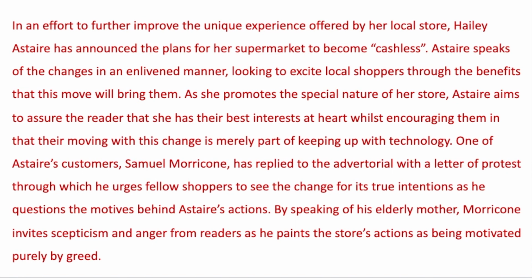In an effort to further improve the unique experience offered by her local store, Hailey Astaire has announced the plans for her supermarket to become cashless. Astaire speaks of the changes in an enlivened manner, looking to excite local shoppers through the benefits that this move will bring them. As she promotes the special nature of her store, Astaire aims to assure the reader that she has their best interests at heart, whilst encouraging them in that their moving with this change is merely part of keeping up with technology. One of Astaire's customers, Samuel Morricone, has replied to the advertorial with a letter of protest through which he urges fellow shoppers to see the change for its true intentions, as he questions the motives behind Astaire's actions.